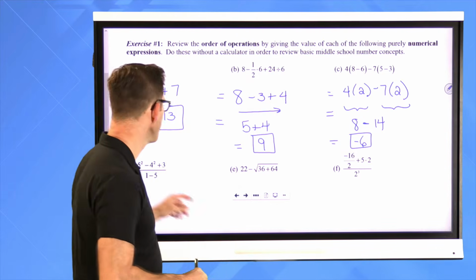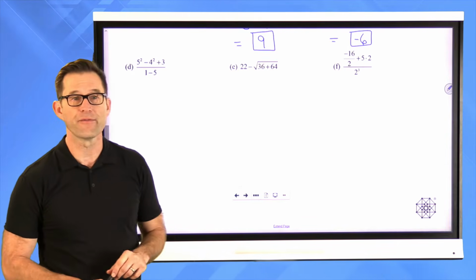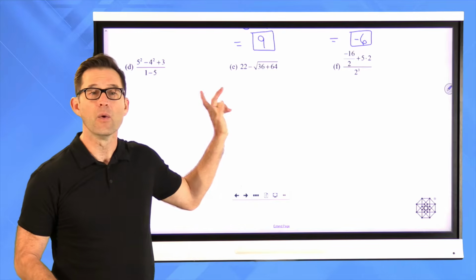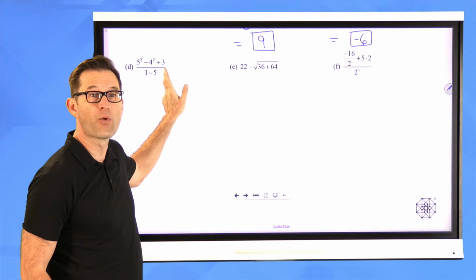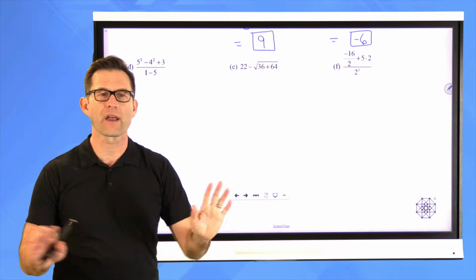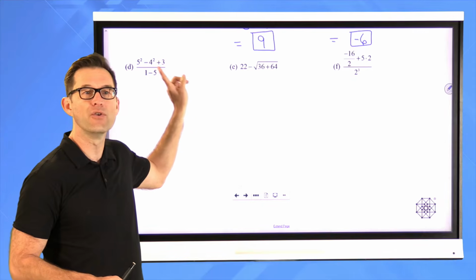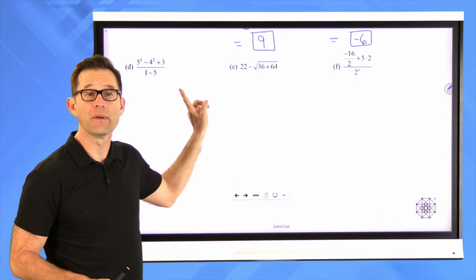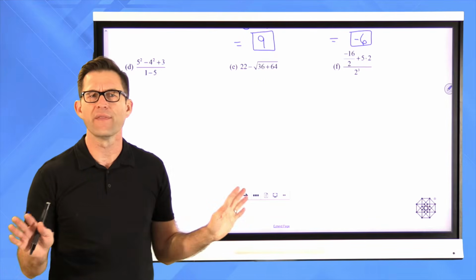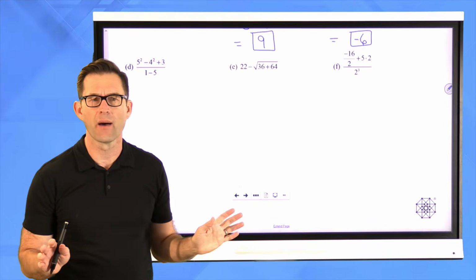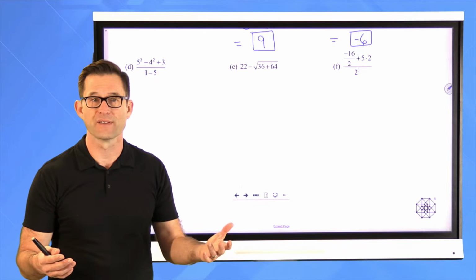Now let's take a look at some more challenging problems in D, E, and F. All right, so looking at letter D, we finally have some exponents involved. I've got 5 to the second, 4 to the second, plus 3. I've got a fraction involved. Whenever I have a fraction involved, we really want to look at the numerator, the top, and the denominator, the bottom, as if they have parentheses around them. I want to evaluate that entire numerator, that entire denominator, and then do the division or do the simplification of the fraction that's sitting there.